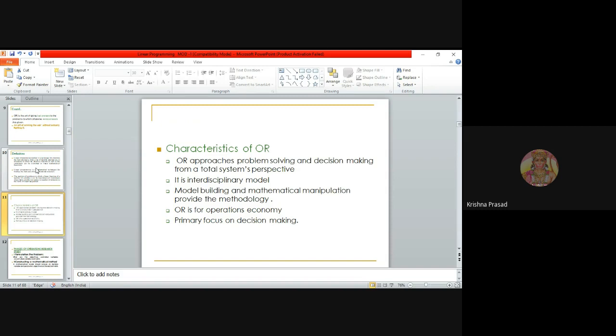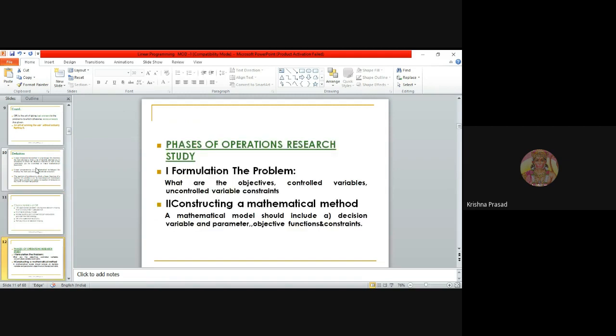And the second one is that it is interdisciplinary, everyone knows. And model building is a very important one. You have a problem written in theory, how are you going to make it a mathematical model? Okay, a very important thing which you want to take. And operations research's primary focus is on decision making.